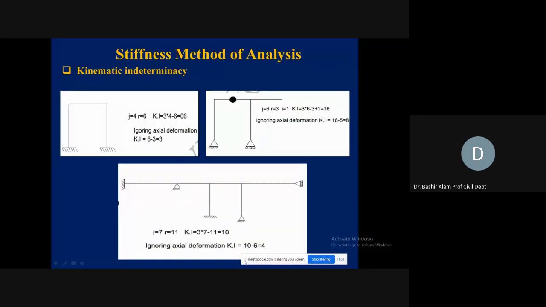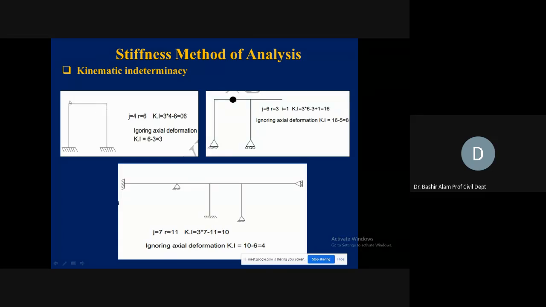In the case of rigid joint frames, if we see the first one, it is a 1 bay, 1-story frame. At the left, we have a fixed support. At the right, we have a fixed support. The top joints are free now. So from here, we have 0 degree. From here, we have 0 degree. Here, we will have 3 degrees. And here, we will have 3 degrees.